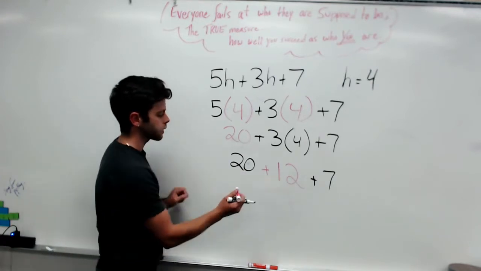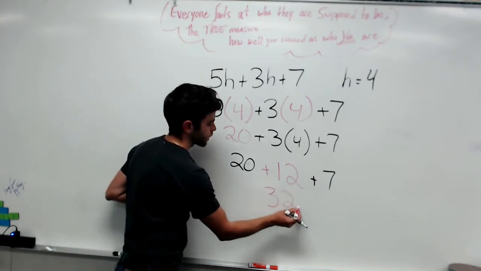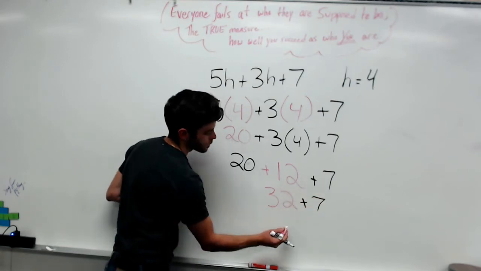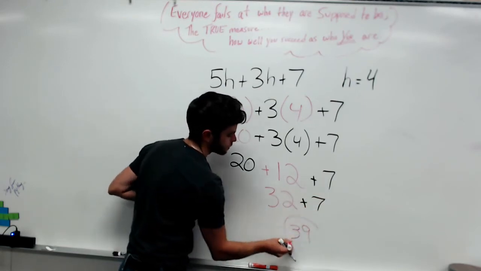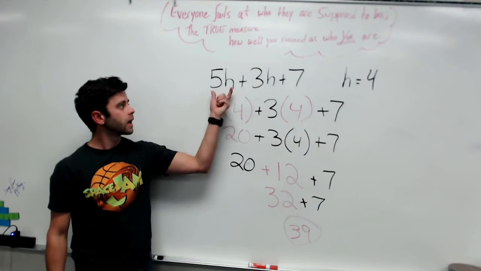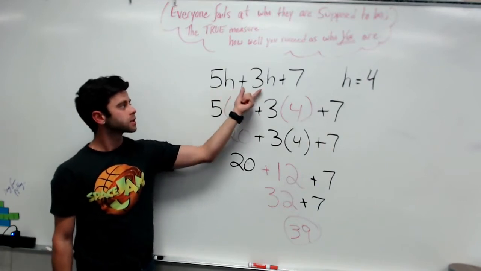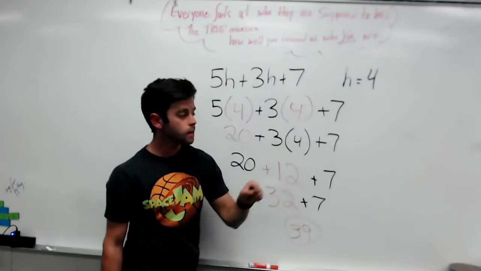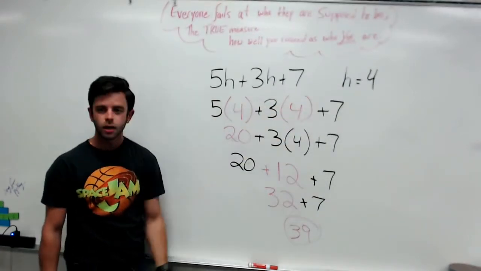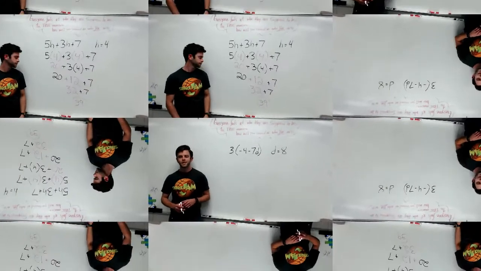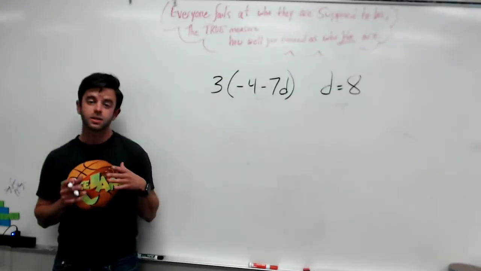20 plus 12 is 32. Plus 7 is 39. So again, when we have the expression 5h plus 3h plus 7, when h equals 4, it equals 39. All right, so for the next one, there's a couple ways to do it.